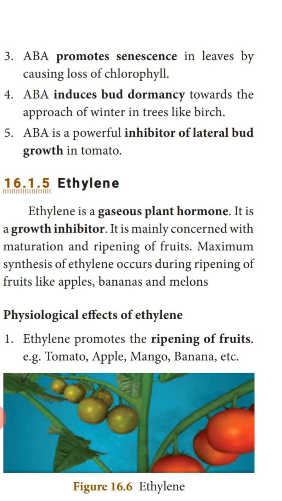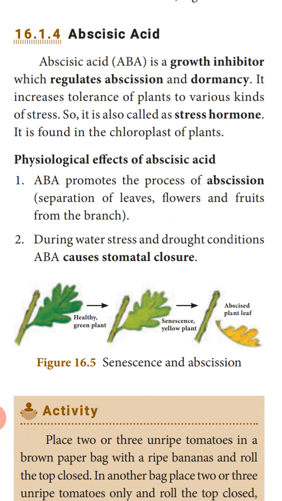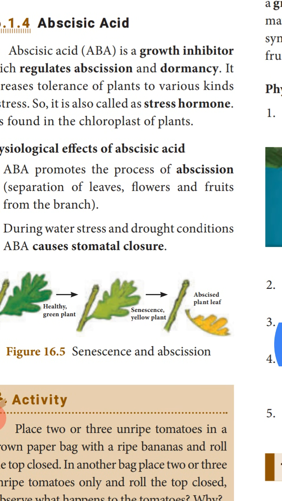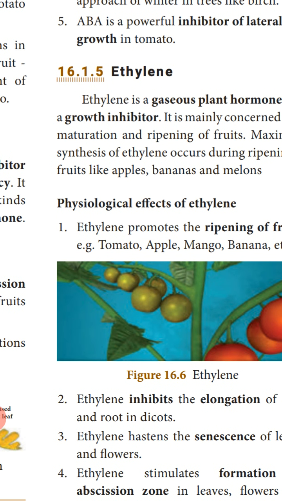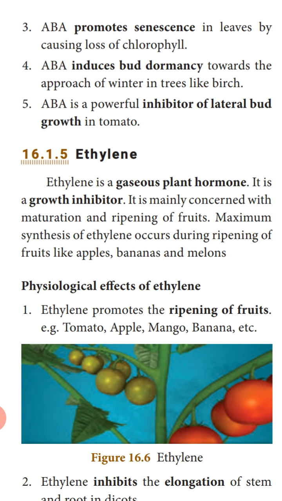So here, the role of abscisic acid, as we have studied: first, it promotes the process of abscission. Second, it causes the closure of the stomata in drought condition. Third, it promotes senescence in leaves by causing the loss of chlorophyll. Next, it induces bud dormancy in the approach of winter. Next, it is a powerful inhibitor of lateral bud growth in tomato.